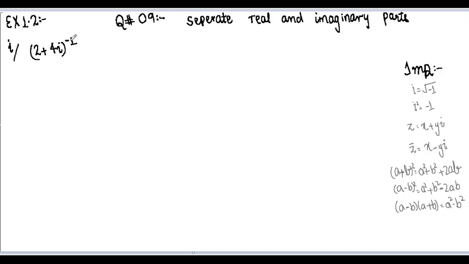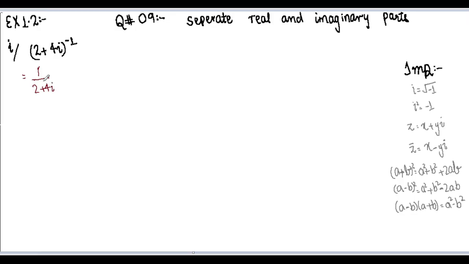Now we know that whenever there is a negative sign in the power, we have to change the numerator into denominator and the denominator into numerator. Its numerator is 2 plus 4i and the denominator is 1. Now we are going to bring 1 into the numerator and 2 plus 4i in the denominator.